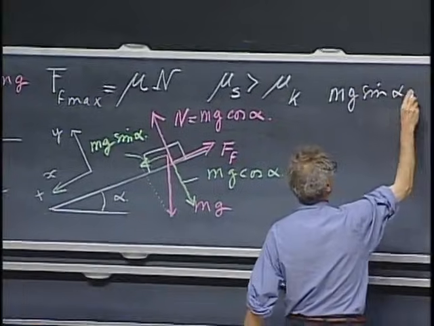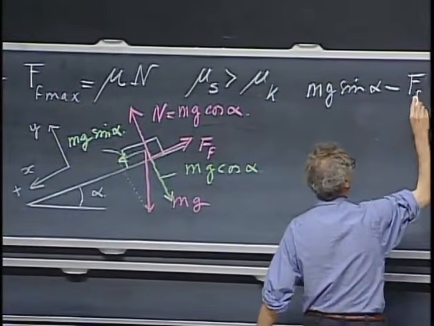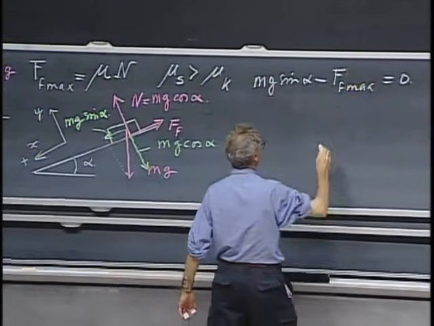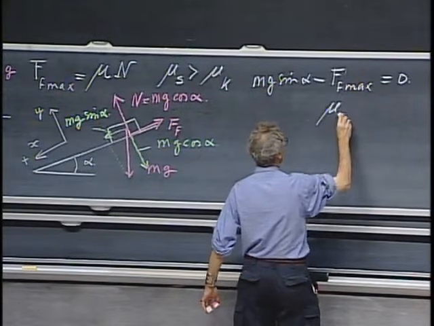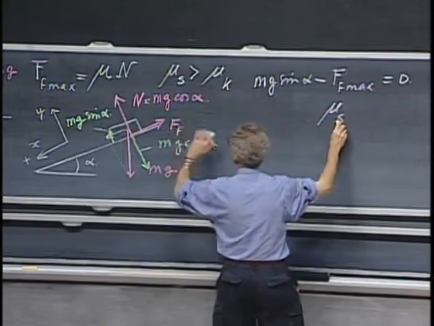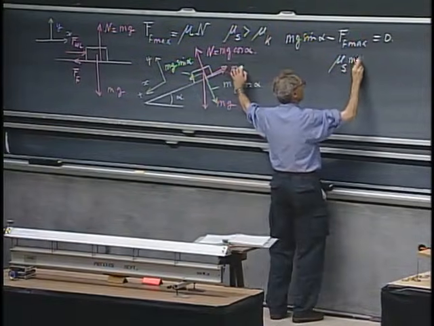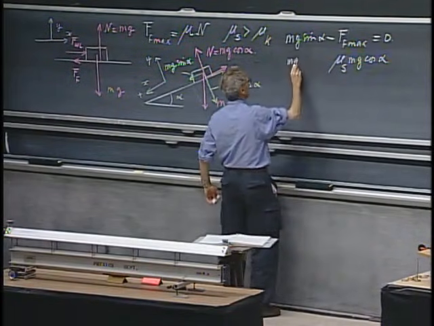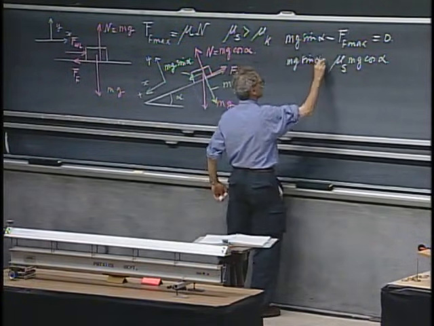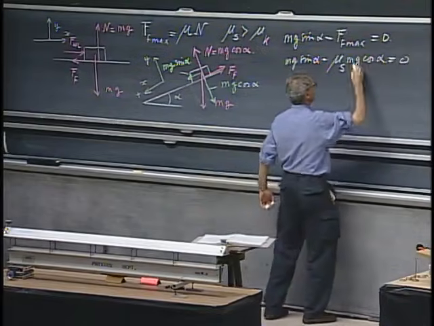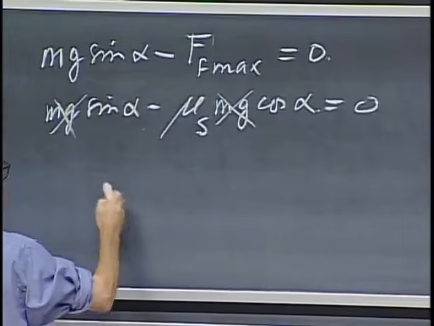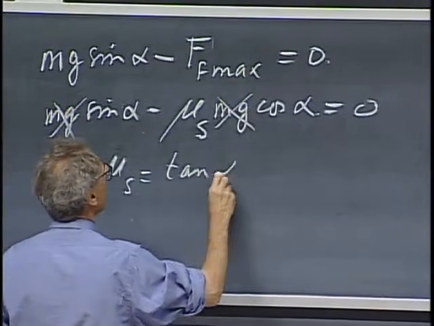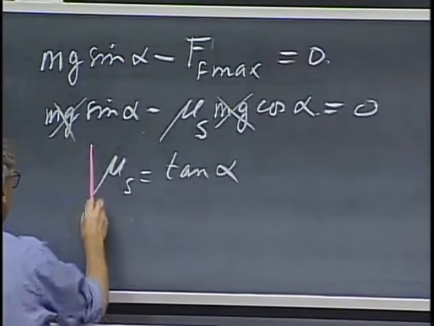So Newton's second law tells me that mg sine alpha minus f_f maximum at this point is 0. And this one is mu static times n, which is mg cosine alpha. This one is mg sine alpha. This equals 0. I lose my mg, and you see that mu_s equals the tangent of alpha. It's that easy to measure.